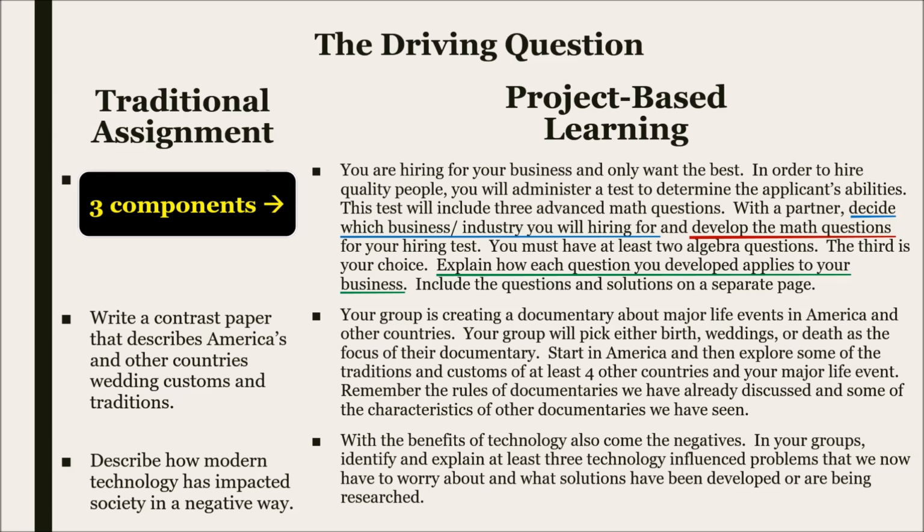student choice and voice. The first component is that the students do have to decide which business or industry that they're going to be hiring for. So we may have one group that picks automotive, another group that picks computers, another group that picks cosmetology. It's really up to them. We have put no limits on the business or industry that they get to pick.